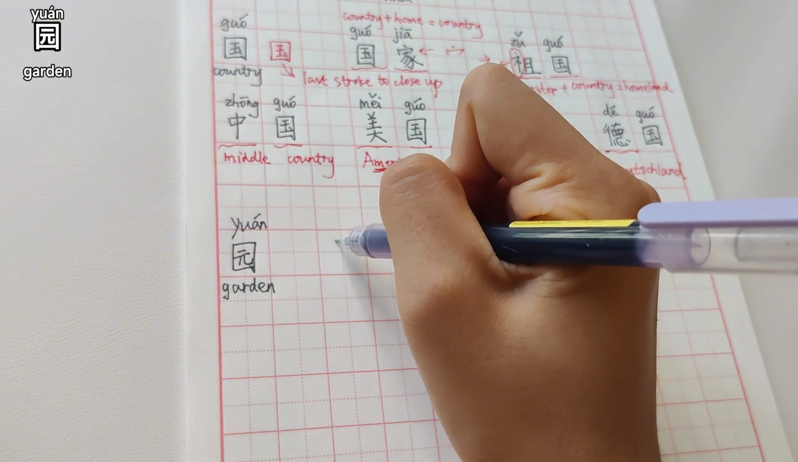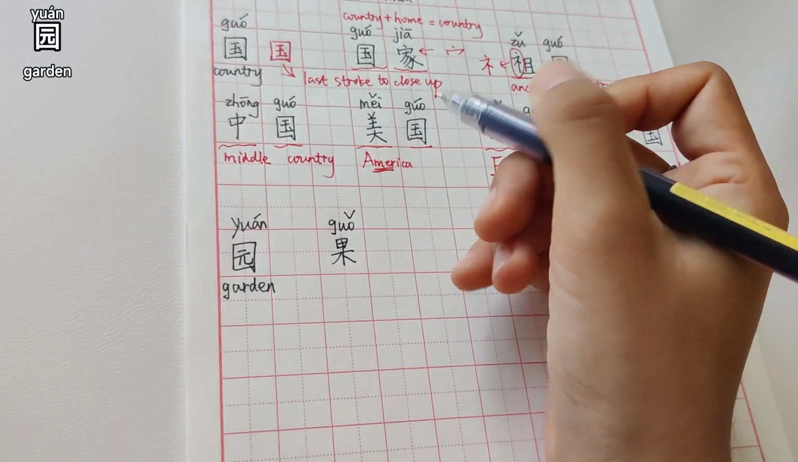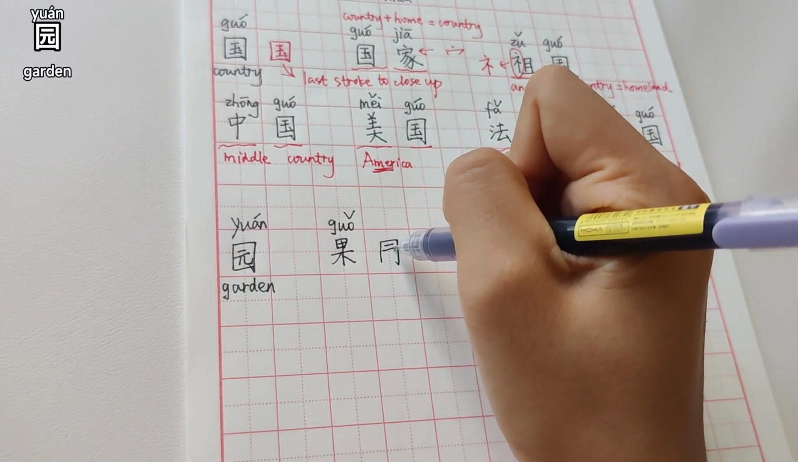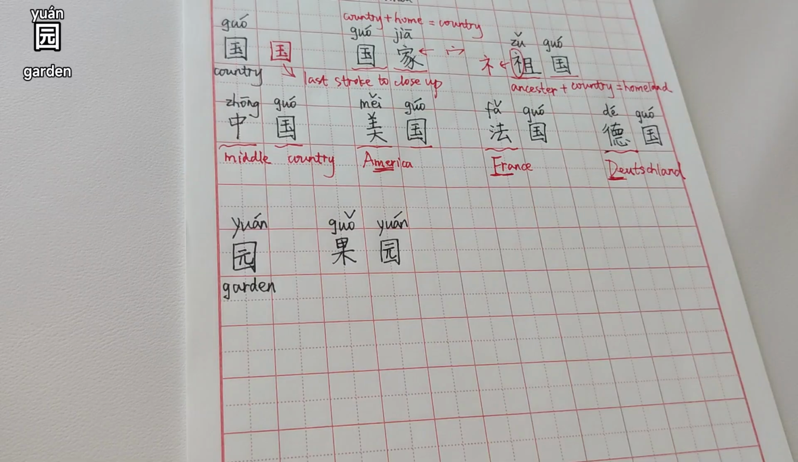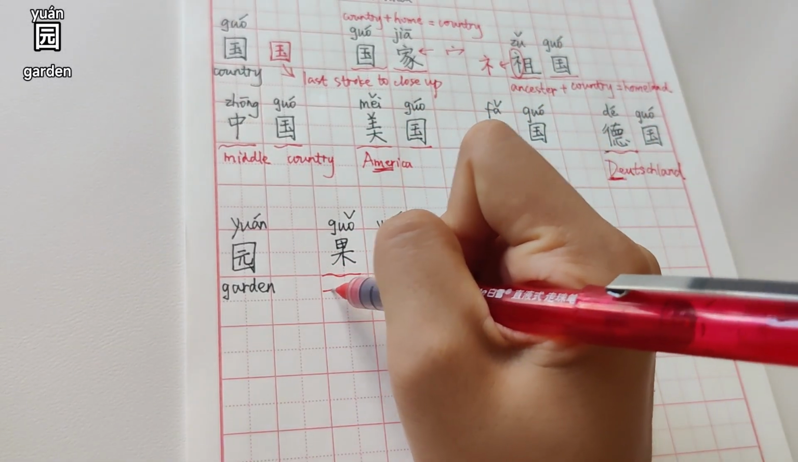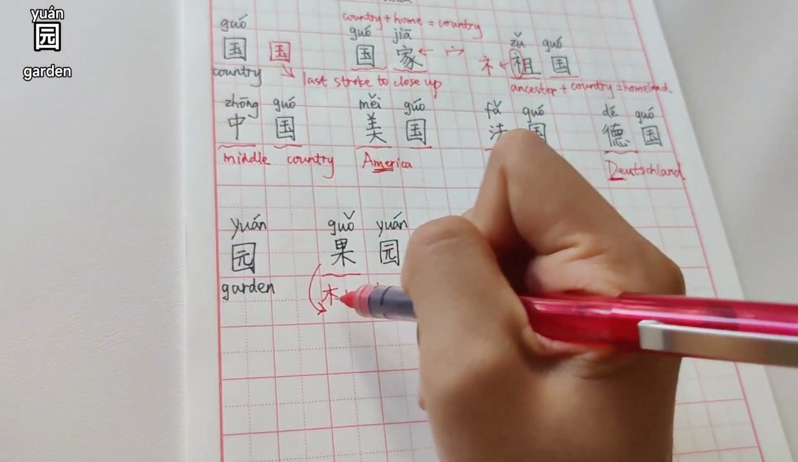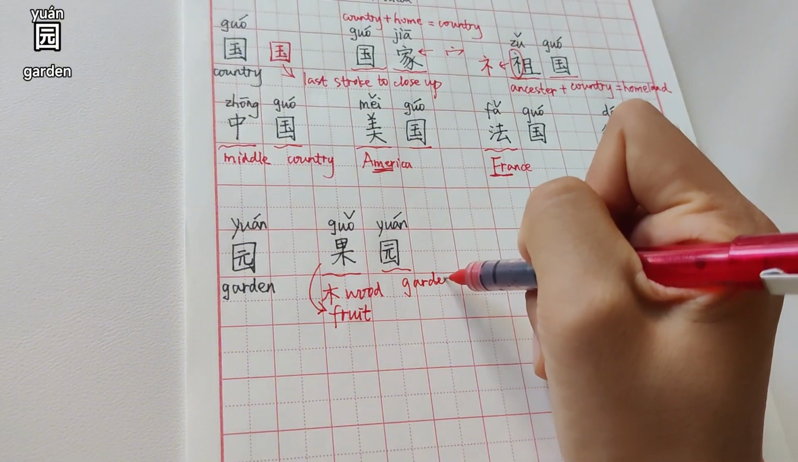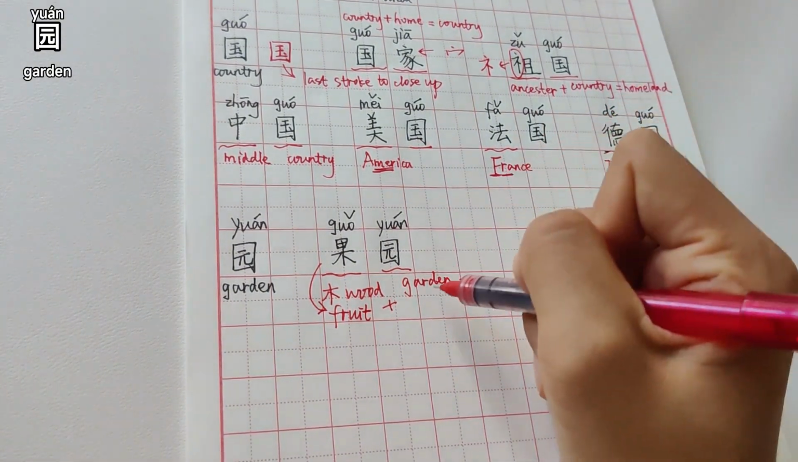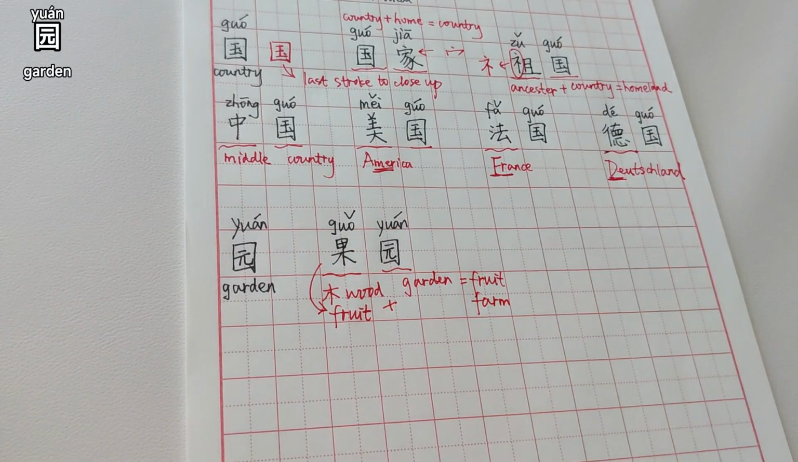The first one is 果园. As we know, 果 has a wood radical in it, right? So 果 means fruit. 园 is the garden. So the fruit garden can be the fruit farm, just the fruit farm, the place where people grow fruit.